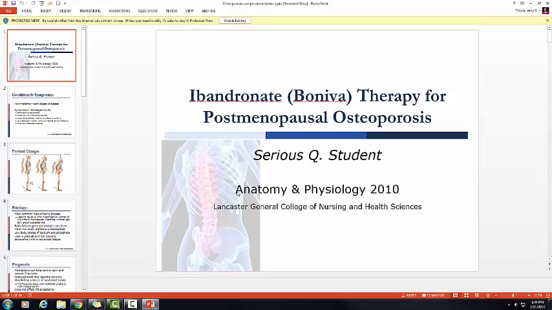So an introductory page, make sure that you have the title of your condition, make sure you have the treatment. So this is postmenopausal osteoporosis is the condition, and ibandronate or Boniva is the treatment that we're going to be using for this. Make sure you put your name in here, what's going on with it as far as anatomy and physiology. Put your date in here. You can put your instructor's name in there as well. That'd be great.